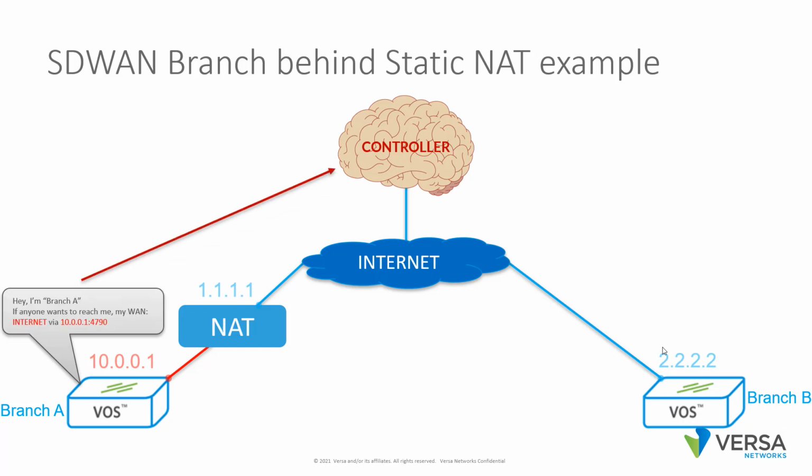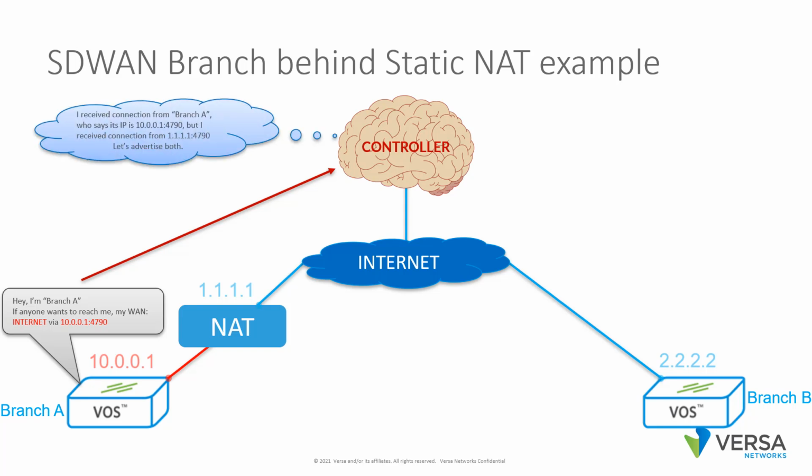So branch A in this case will inform the controller that if anyone wants to reach me, my internet connection has the IP address 10.0.0.1 port 4790. Of course, this is not something which will be reachable through the internet, but look at the trick. The controller, when it receives the message from branch A, will also mention that the actual connection from branch A came from the IP address 1.1.1.1 port 4790.